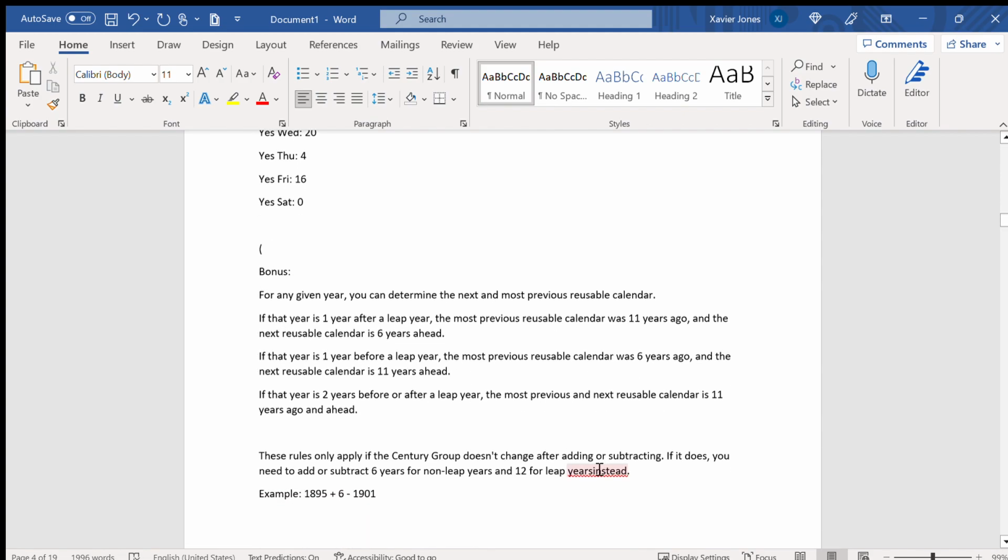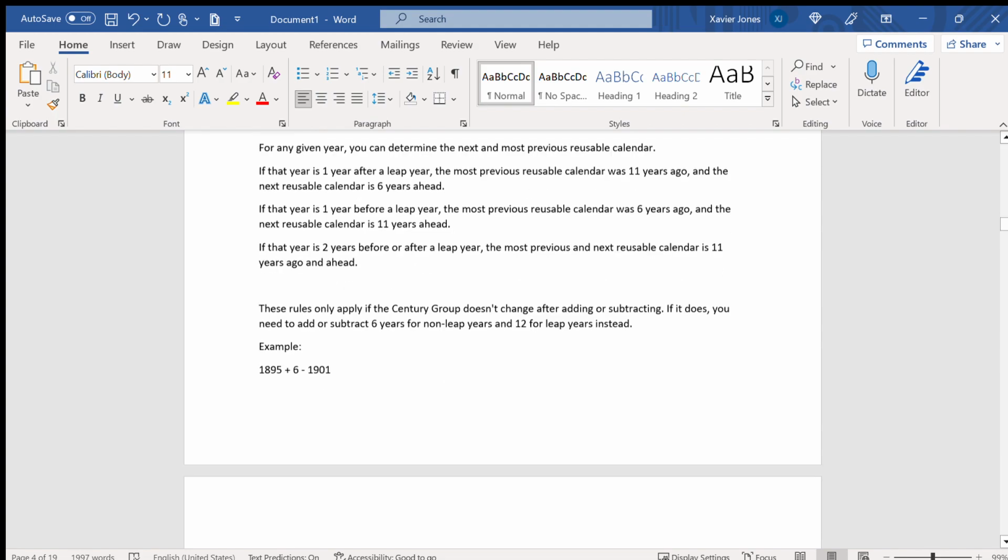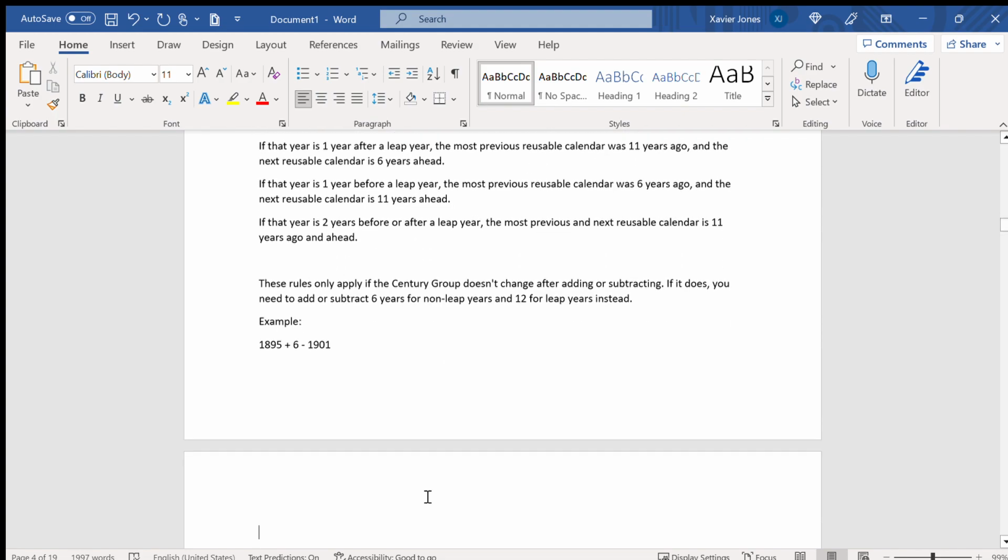And what I'm trying to figure out is how the next reusable calendar works when you're jumping century groups. And I'm trying to see if it's consistent, right? So this one applies so far, 6 years ahead. So for 1895, well, 1894, the century group doesn't change, right? So 1895, there we go.